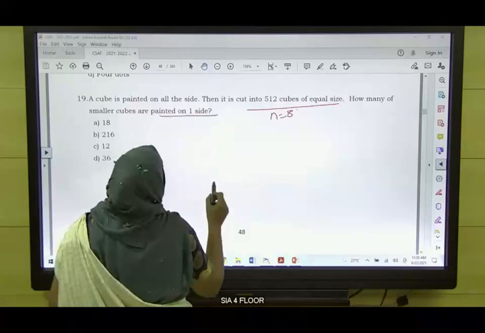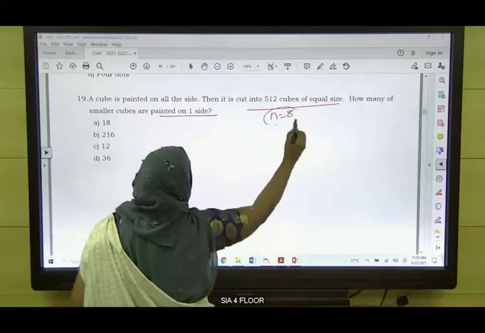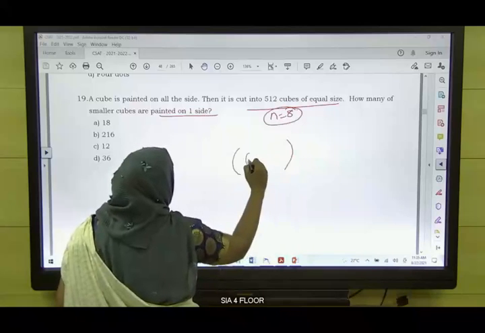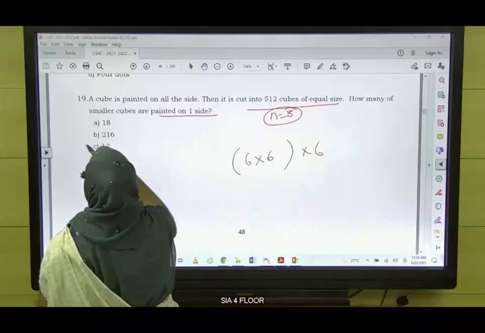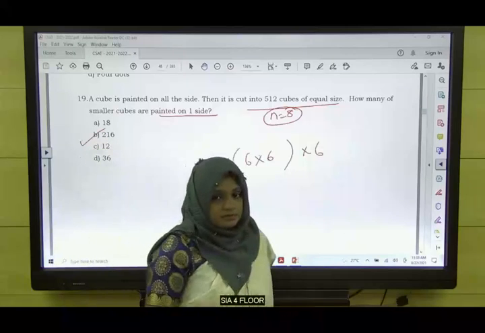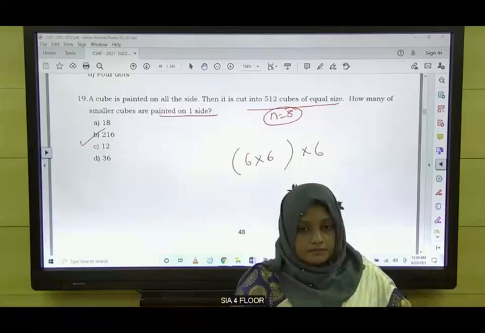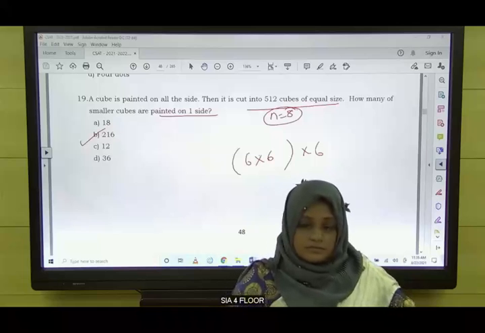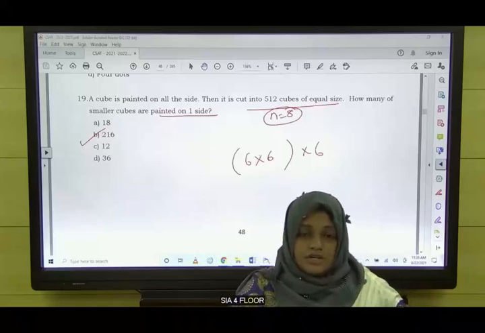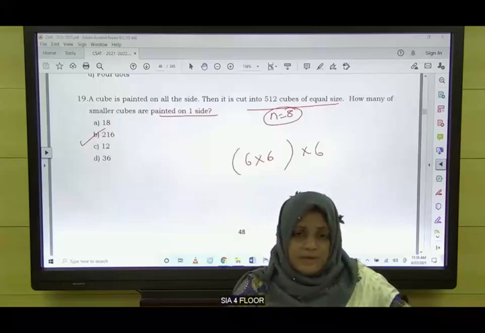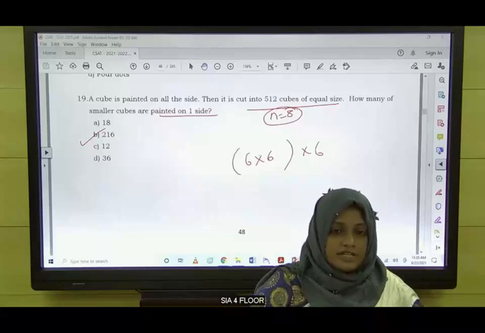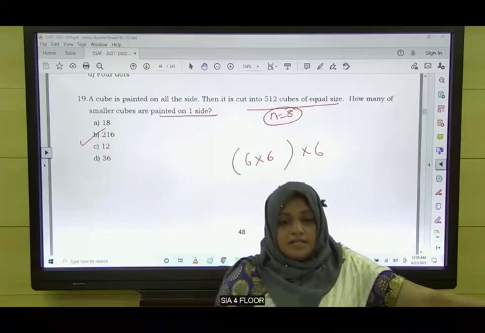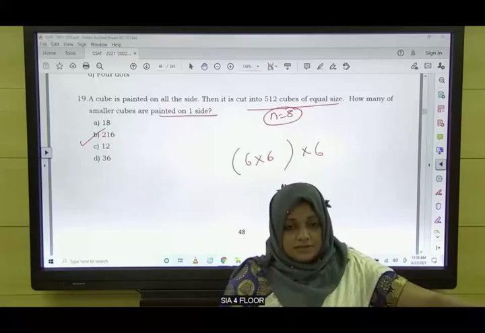So how many are one face painted? Again, if this cubical block is 8, the inner matrix will be 6 cross 6 into all the 6 faces, which will be 216. See, once you understand the shortcut clearly, you don't have to use pen and paper. You can do mind calculation itself, because the cube questions are like that, easy. But there are some exceptional cases which we will see.